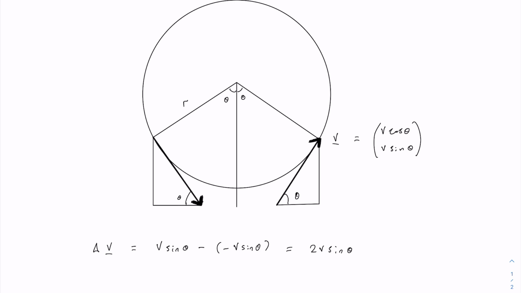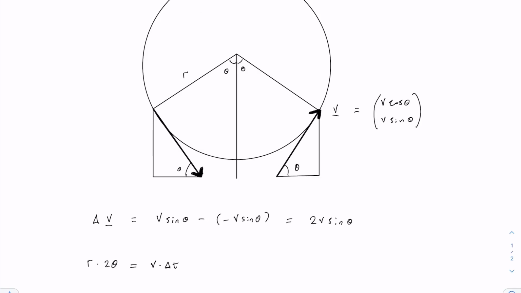The other observation to make here concerns the distance travelled by the particle in the time delta t, and that's going to be given by the length of the relevant arc on the circle, which is r times 2 theta, where r is the radius of the circle. So now we're essentially using the distance equals speed times time formula. Now there's no need to worry about angular velocities or anything here.